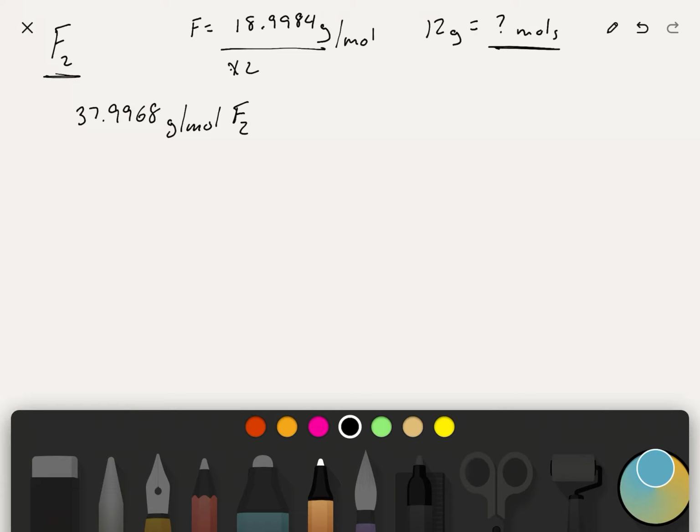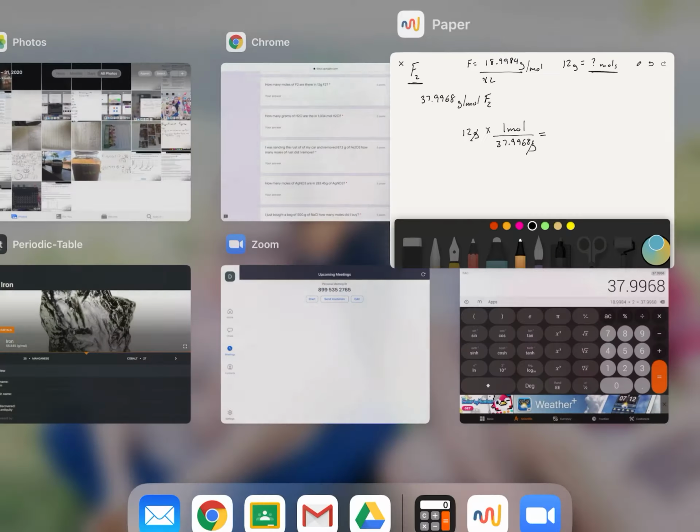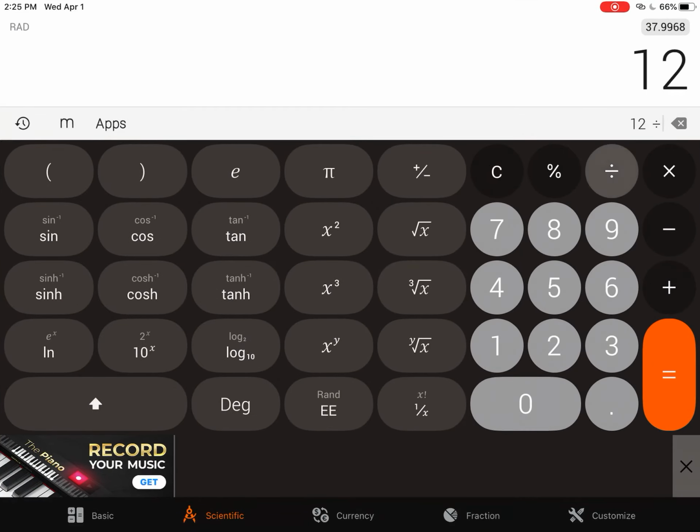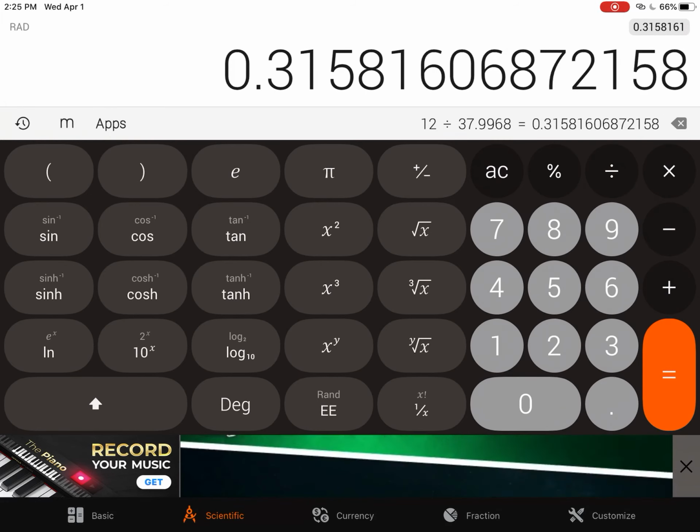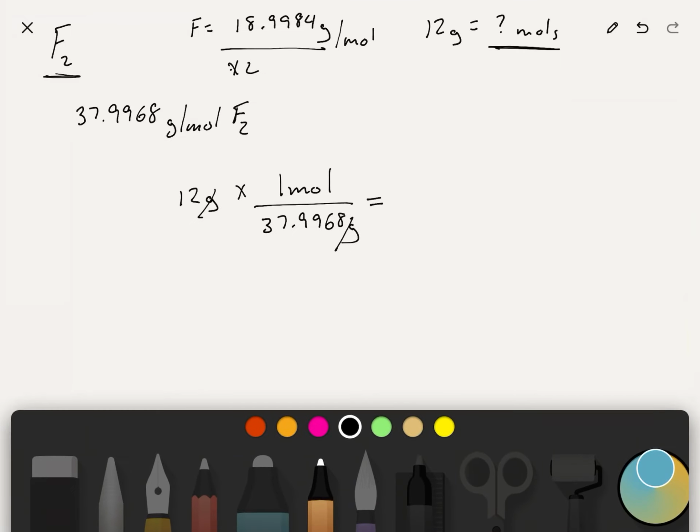Now we already have grams, so that means that we want to get rid of grams because we are searching for how many moles of fluorine gas we have. So we got 12 grams times 1 mole, because that's what we want, over 37.9968 grams. Our grams then cancel out, and we get 12 divided by our previous answer, which is 0.31581.